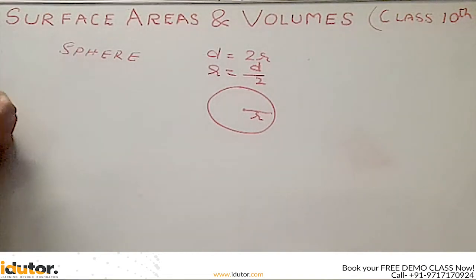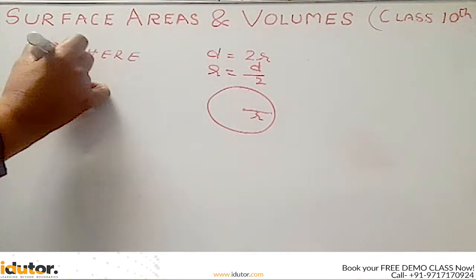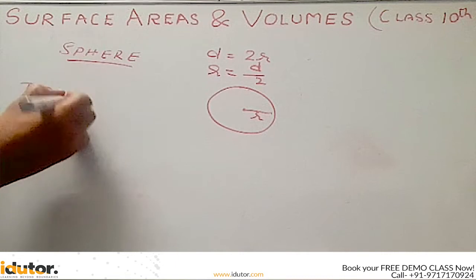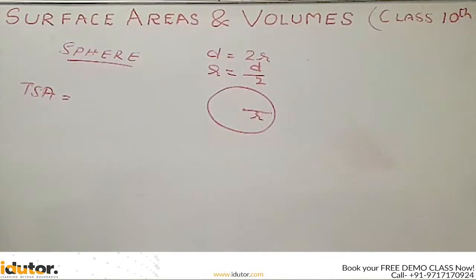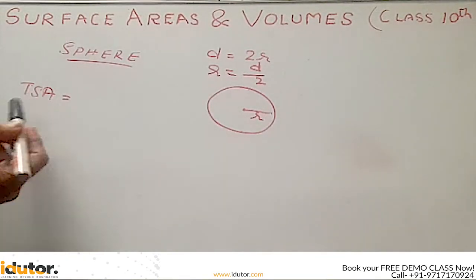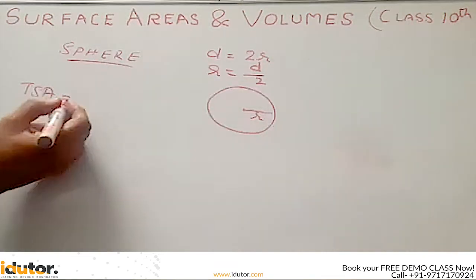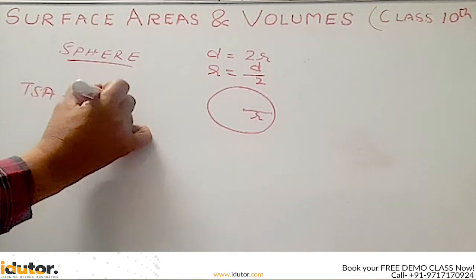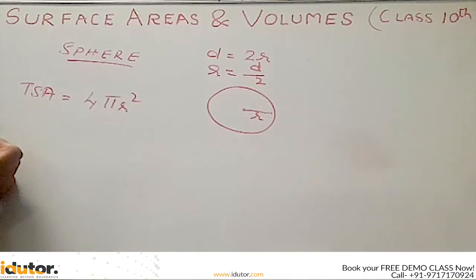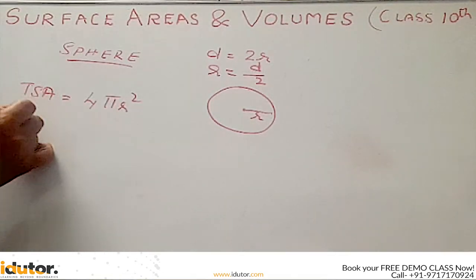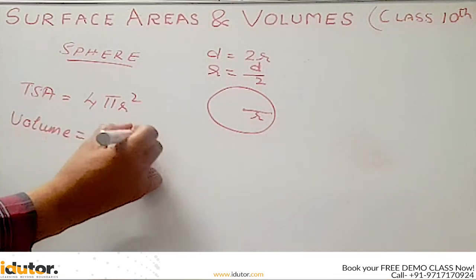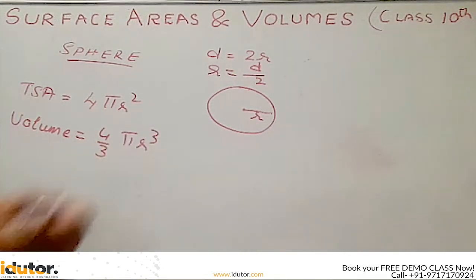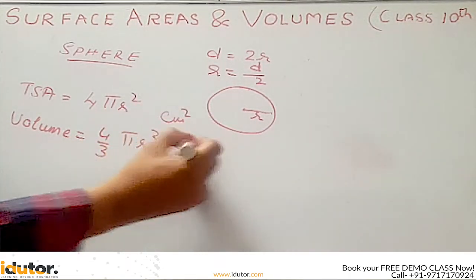Okay, now let us talk about the surface areas. We know that here in sphere we have only total surface area, not the curved surface area, because there is nothing in between. It is totally covered from all the ways. So therefore, we have only TSA. So what is TSA of a sphere? That is equal to 4 pi r square. And the other thing we have is volume. Volume is equal to 4 by 3 pi r cube. Centimeter square, centimeter cube.